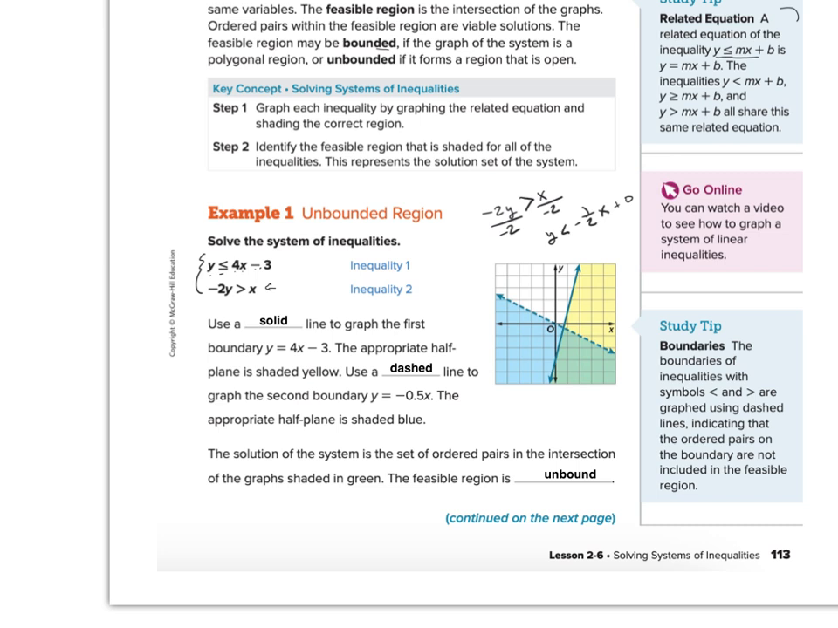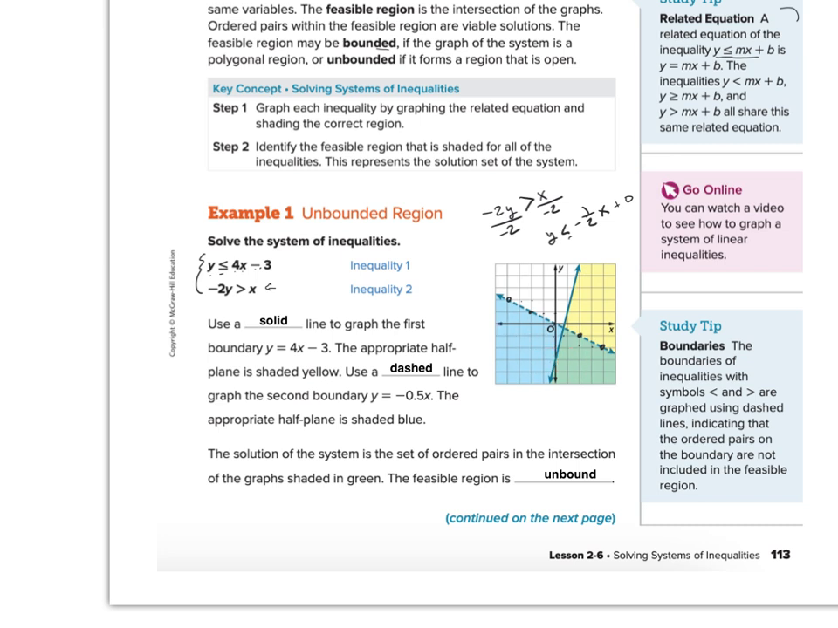And then do the slope. Negative 1 over 2: go down 1, positive 2, or go up 1, negative 2. And then there is the border, the boundary of my inequality. And it is less than, so again, I would shade less than, which is going to be down here.